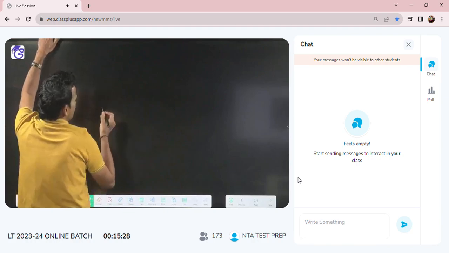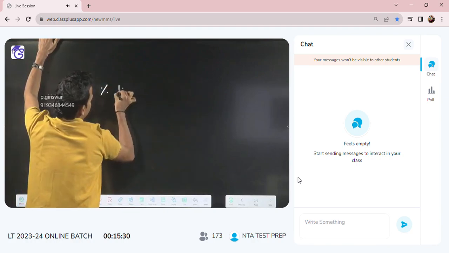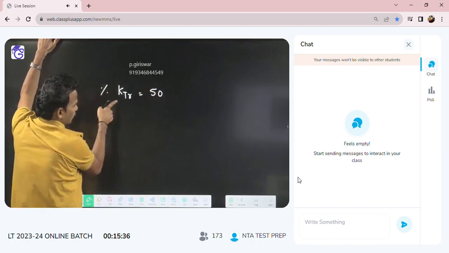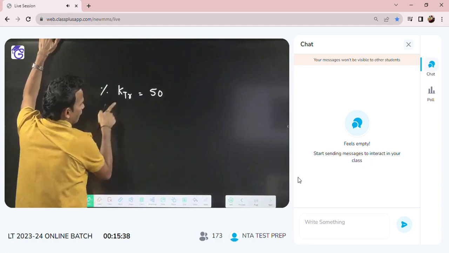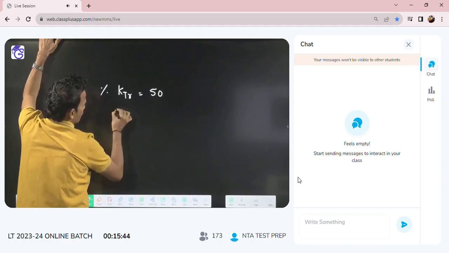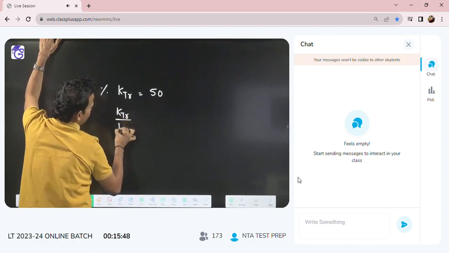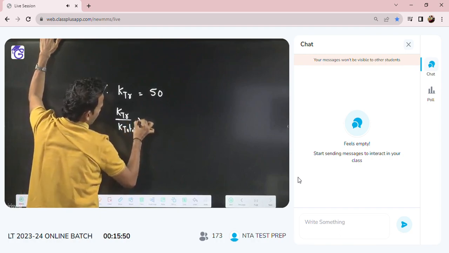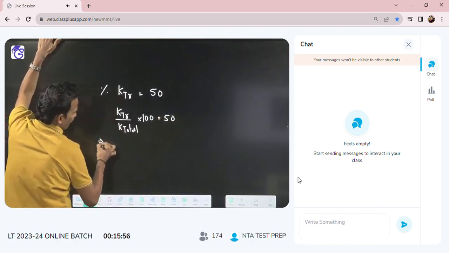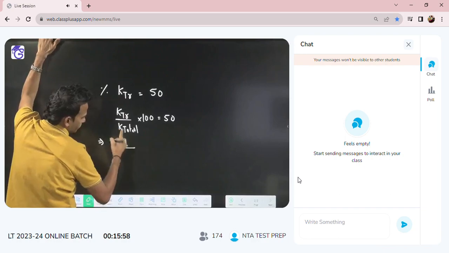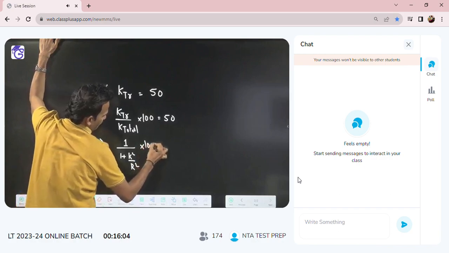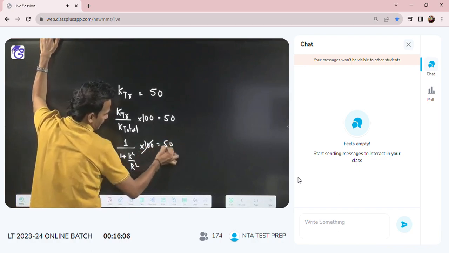Sir, you are saying the percentage of kinetic energy translational is given as 50%. No problem. And we know how to find the percentage of kinetic energy translational. That is kinetic energy translational by kinetic energy total into 100, or you can say fraction into 100. This will be equal to 50. Now translational, you know from the ratio, it will come 1. Total, you know, 1 plus k square by r square, into 100 will be equal to 50. Now from here you can cancel, this will be 2.